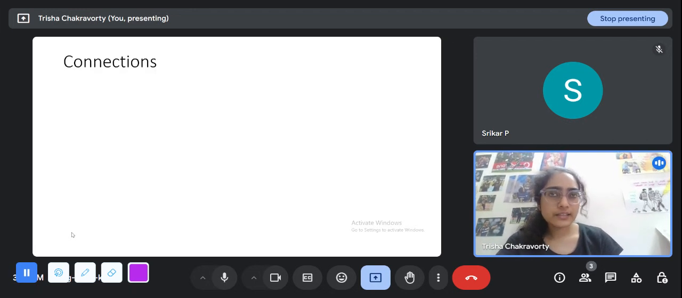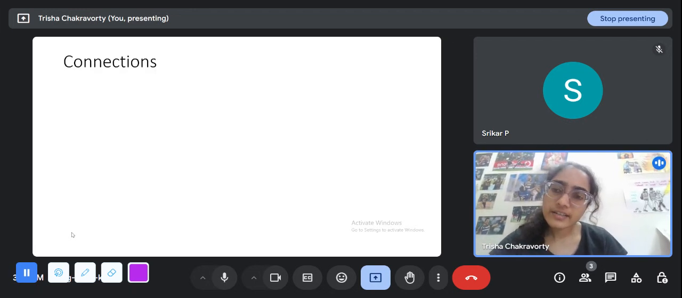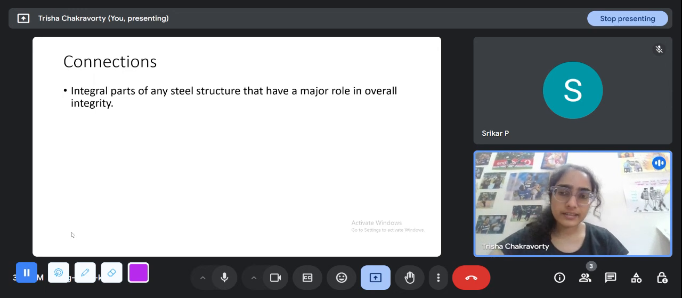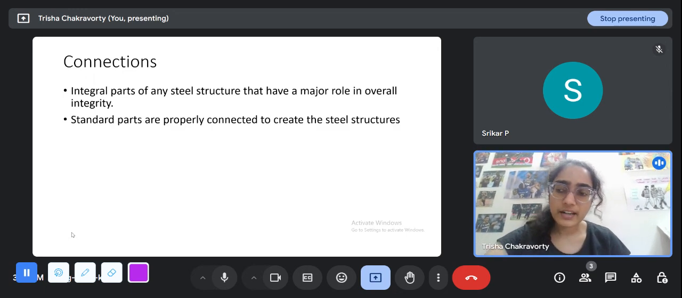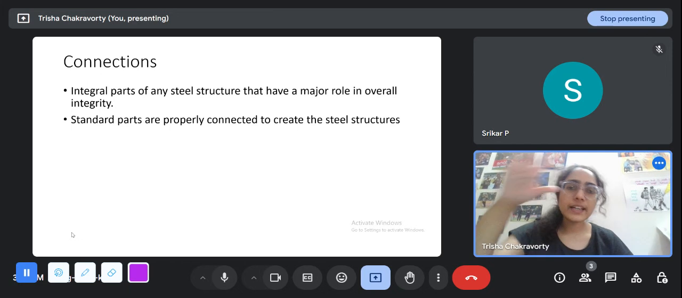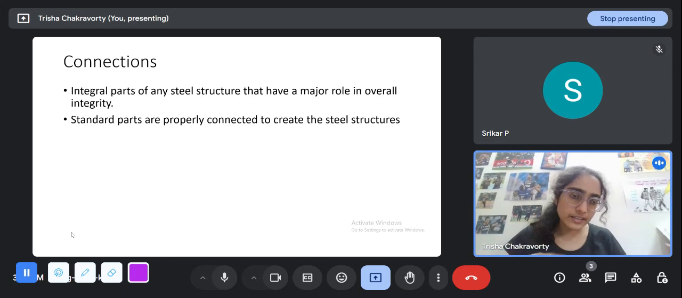Now then in the first few weeks we look at the connections. Connection is very important in steel structures. They are integral parts of any steel structure that have a major role in overall integrity. Standard parts are properly connected to create the steel structures. This is important because, as I've said, unlike concrete structures that are cast in an integrated manner, in steel structures the materials, the beams, columns, and the girders, are brought from the factory and then they have to be assembled at the site.